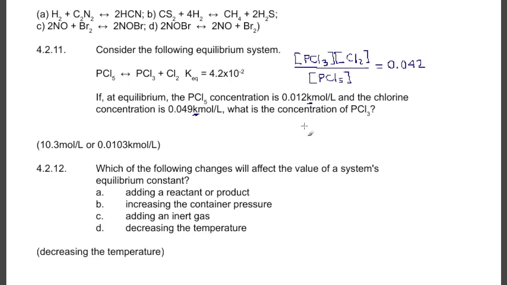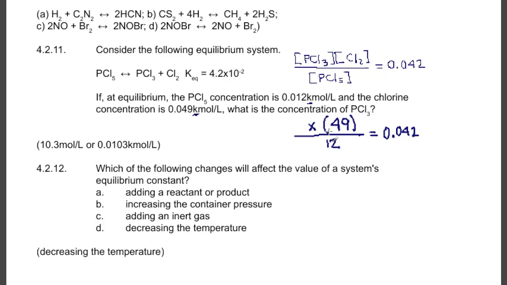Now, they tell us at equilibrium the PCl3 is unknown, so I'll just call that X. Sorry, this pen's too thin. It looks a little yucky. X times the concentration of chlorine is 0.049 kilomoles per liter, which is, shift the decimal 3 times, 49 moles per liter. So X times 49 divided by, shift this 3 times and we get 12 moles per liter. And all that has to come out to 0.042. That's our constant.